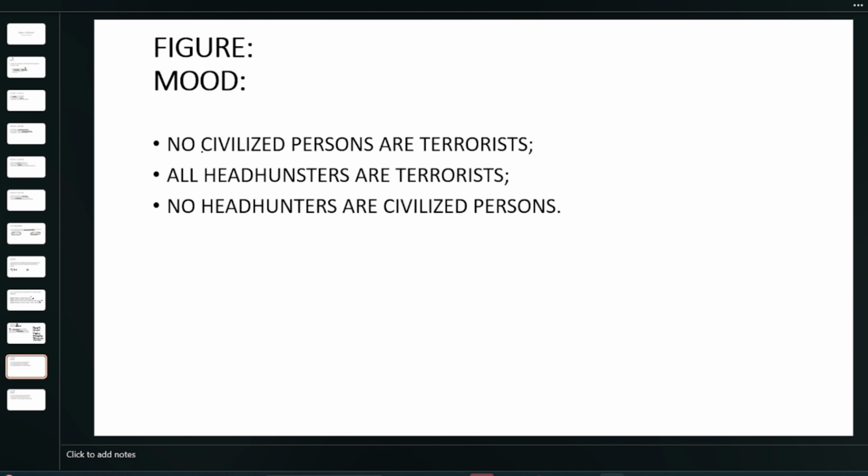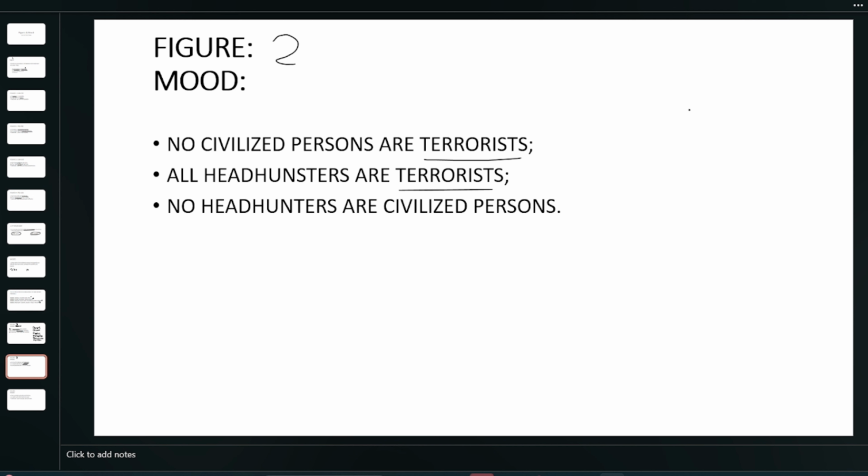Question 2. No civilized persons are terrorists. All headhunters are terrorists. Therefore, no headhunters are civilized persons. Now we can identify the middle term on the right side, and the only figure that has pre is figure 2.